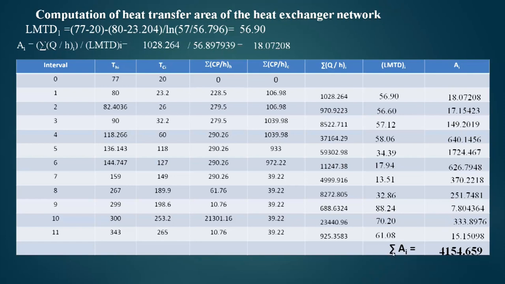and when we add this, I get the area, because now I have calculated the area of each interval, and when I add all this I get the total area of the heat exchanger network, which includes heaters and coolers. So, my final result is total area, which is 4154.659 meters square. Now, this area is the minimum area.